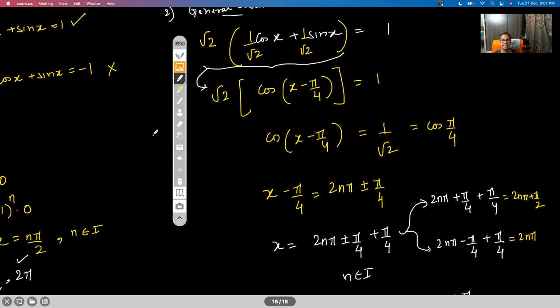But again, this is not a compulsion. You can convert it to sine or cos, any of the two that you want. And that also is decided by the options many a times.